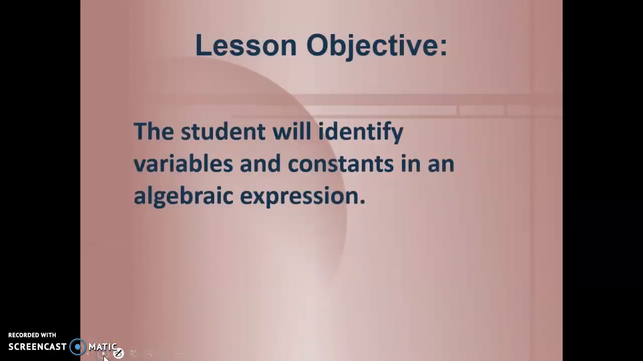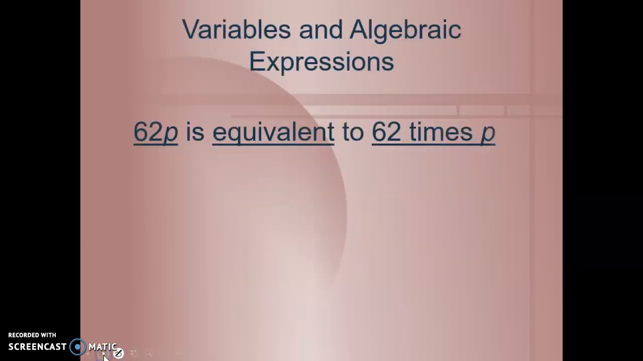Our lesson objective for today is this. You, the student, will identify variables and constants in an algebraic expression. Now, if you don't know what those things are yet, don't worry, we're going to find out today. So let's take a look at an algebraic expression. This expression, 62p, is equivalent to 62 times p.